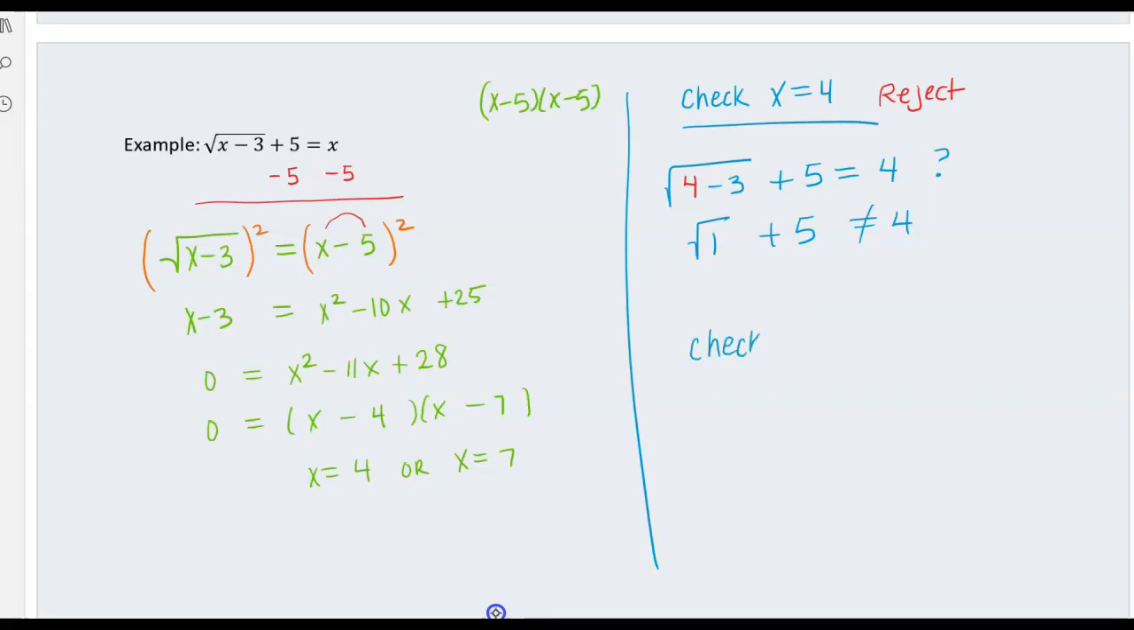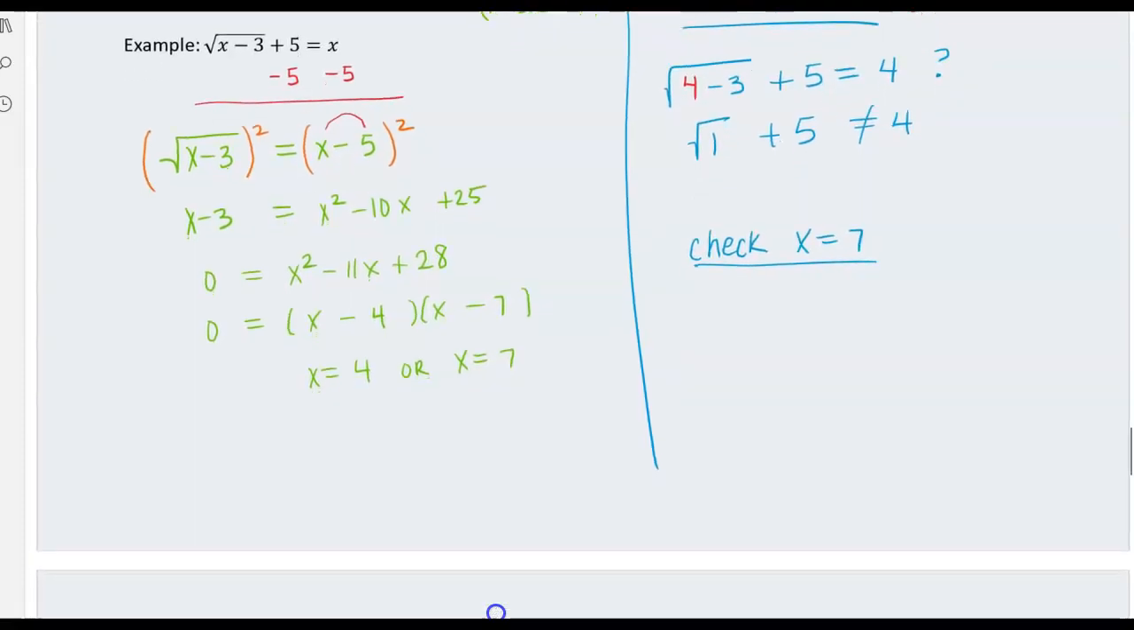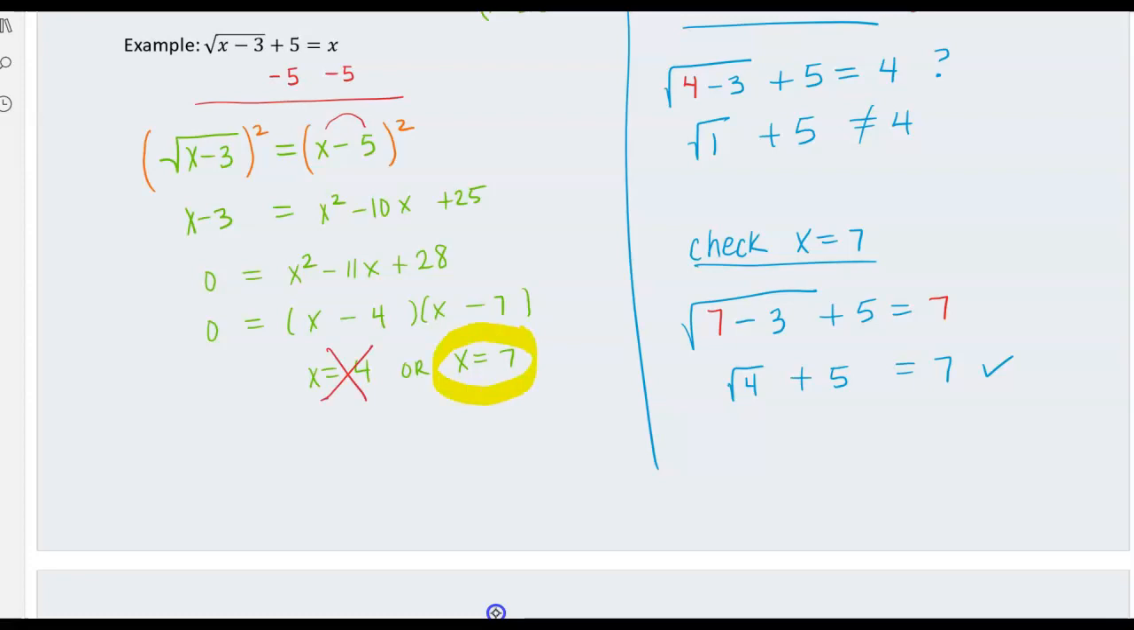Let's check x equals 7. So we have 7 minus 3 plus 5, and we want to know if that equals 7. 7 minus 3 is 4, so the square root of 4 plus 5 equals 7. Yeah, this one works. So in this case, our answer is just going to be x equals 7, and we're going to reject the other answer.